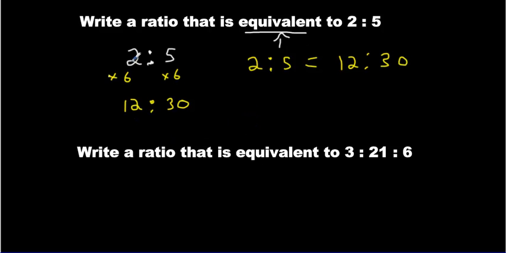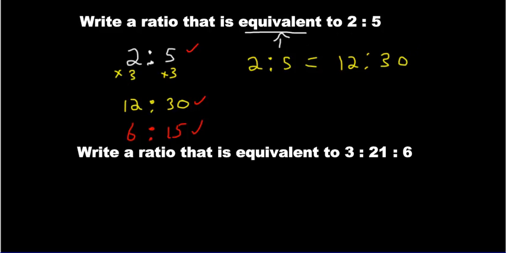We can also multiply by a different number. We could have done, pick another number. How about 3? We could times by 3. And if you do that, you're going to get what? You're going to get 6 to 15. And this would be equivalent to that, which would be equivalent to that.